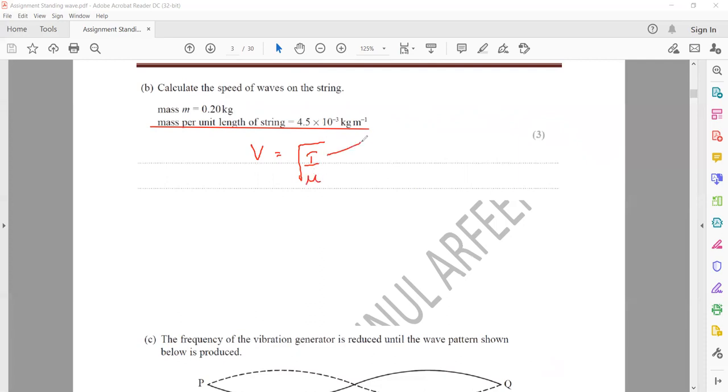What is T? T is the tension. And what is mu? Mu is mass per unit length. So mu is given. But here mass is given. How can we work out the tension?